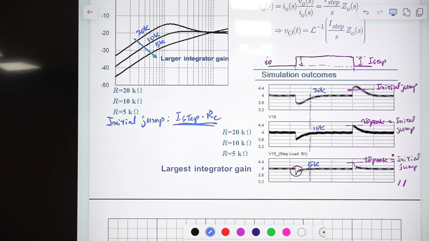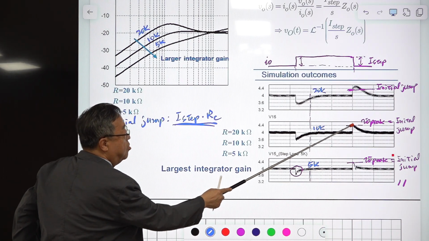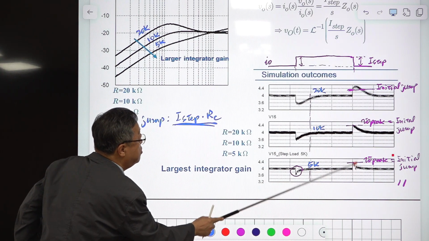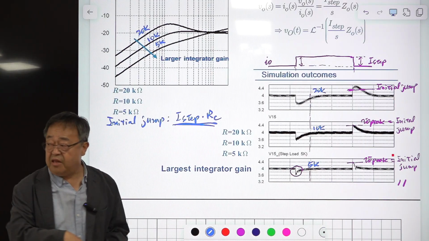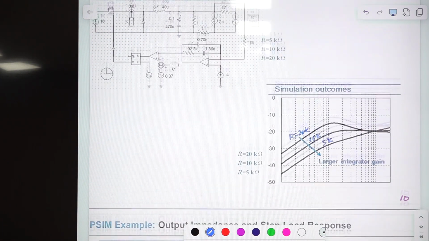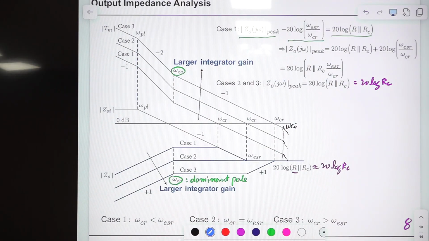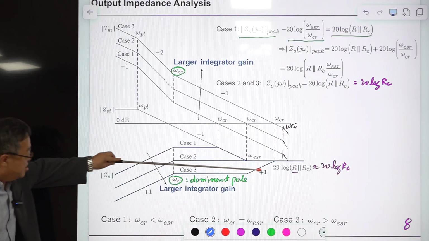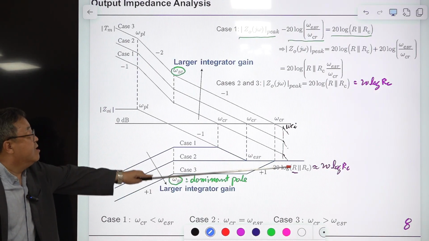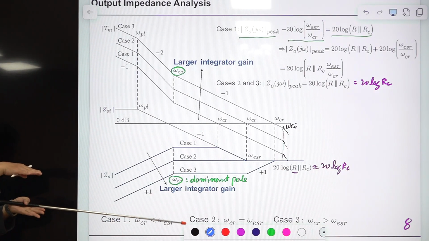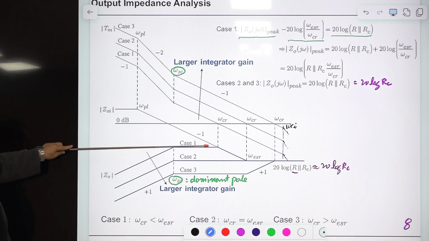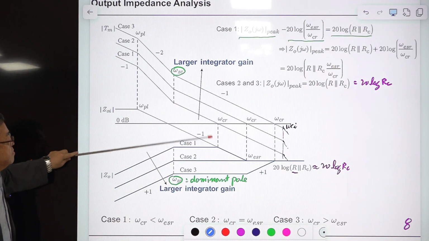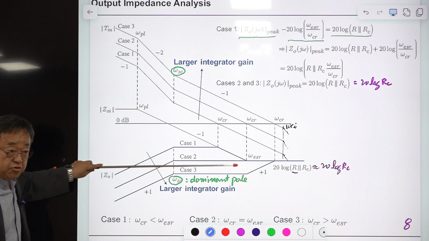Okay, this is always true. But for this case, this value becomes the peak deviation, but peak deviation here is larger than this value. Okay, the difference is coming from the difference in the peak value of this output impedance. Output impedance peak, this one the same. Then the initial jump is the same, and the initial jump becomes the peak deviation in our voltage. But this one, initial jump is the same, but the peak deviation is larger than the other two cases.